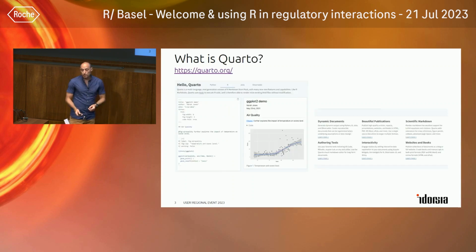So first, what is Quarto? I was thinking that it was obvious for everyone what Quarto is, but I realized that people were asking. In a nutshell, it is super simple. This is R Markdown, but better. Exactly the same, but better.